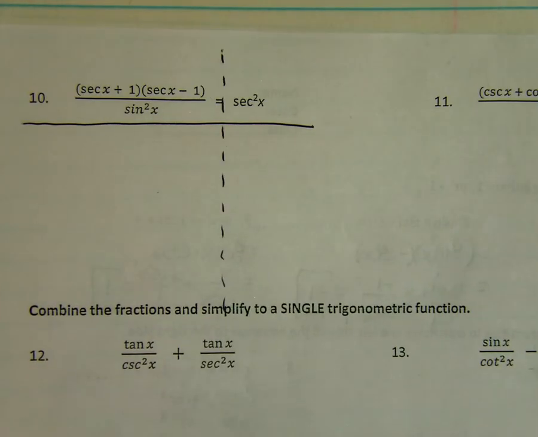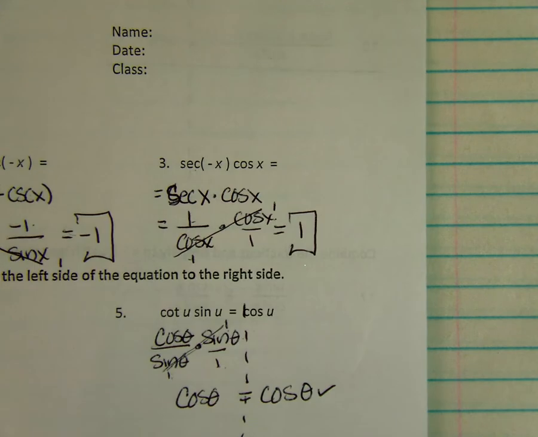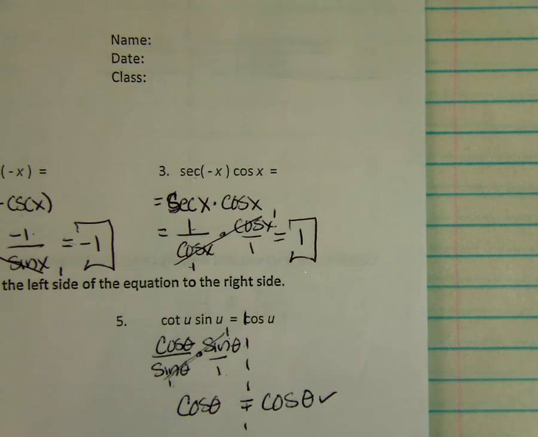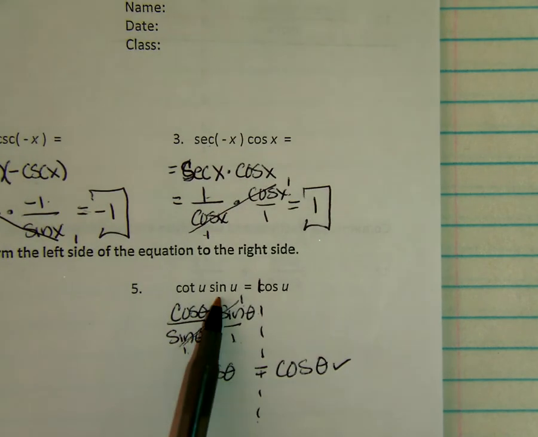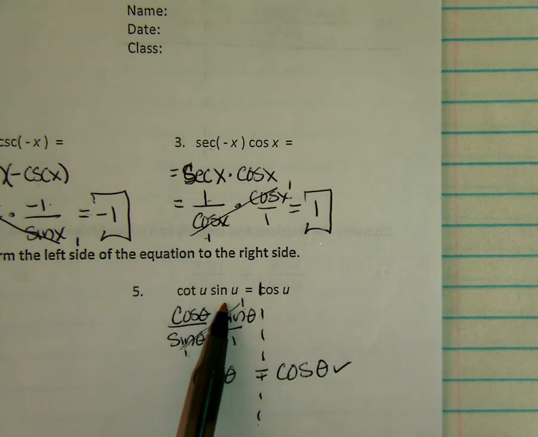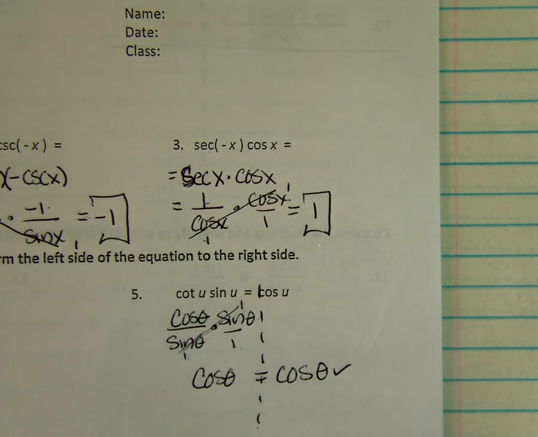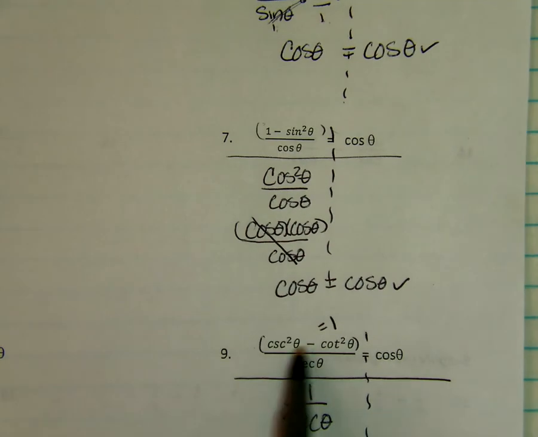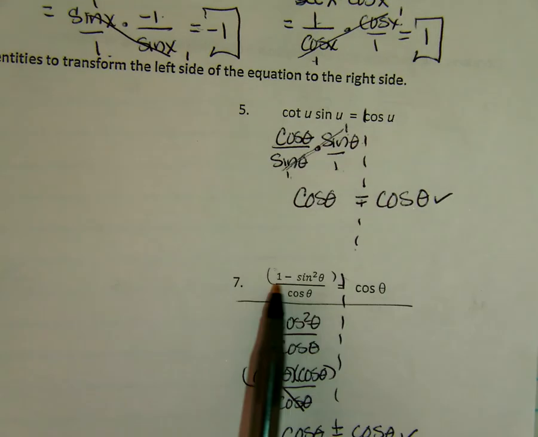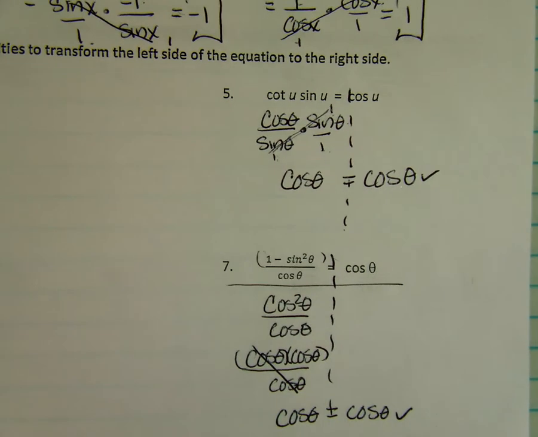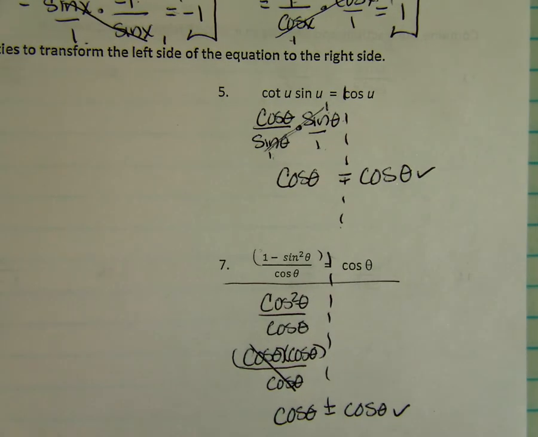Okay, so problems 4 and 5. We have a single trig function being multiplied onto another single trig function. We look at reciprocal and quotient identities. Problems 7, 8, and 9, we have trig functions being squared, or the number 1 in a trig function being squared. Our first focus would be on the Pythagorean identities.